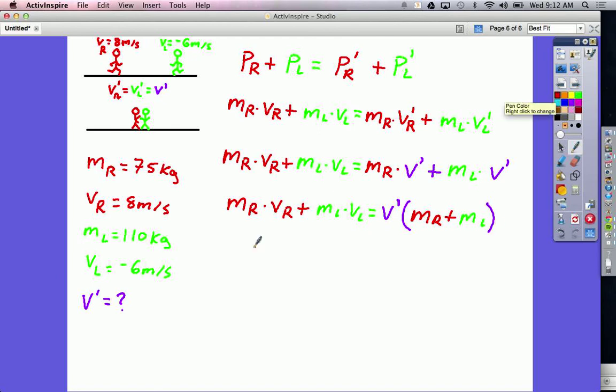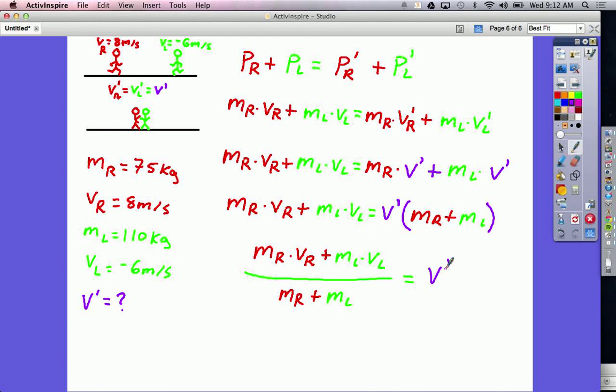Now I'm going to divide by those masses. So on the left, I still have mass of the running back times velocity of the running back plus mass of the linebacker times velocity of the linebacker, but now I'm going to divide that by the mass of the running back plus the mass of the linebacker. Once I plug in all those numbers, it should give me v prime, or how fast they're moving after the collision.